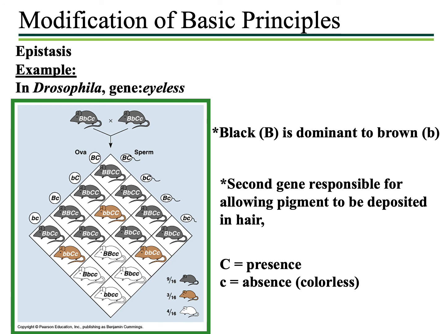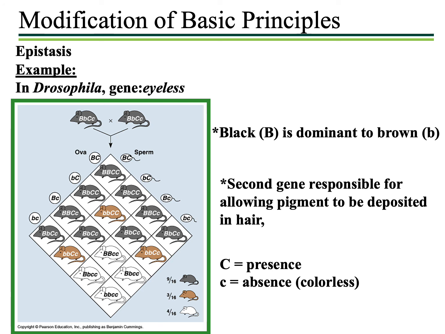Another example is the one that is seen here on this particular slide. Again, we're talking about two different sets of genes and their products interacting in a way that one will negatively affect the expression of the other. In this example, we're looking at mice, and we're looking at a gene that is involved in the pigmentation of the hair. Here you have two alleles, black and brown, a classic dominant recessive relationship where black is dominant to brown.